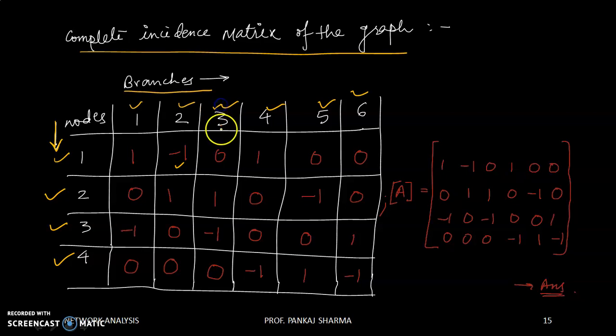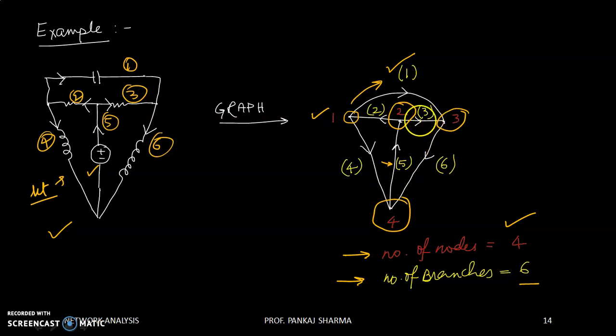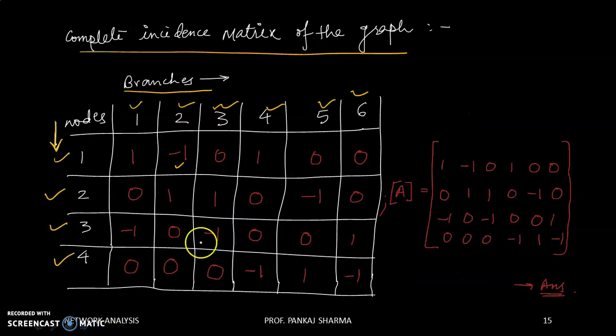Branch 3, current of branch 3. This is your branch 3. Current of branch 3 is not related to node 1, so it is disjoint, no relation at all. So for no relation at all, put 0. So we have seen all three different cases. If you write it yourself, it will be very easy to understand. And in this way we have constructed this complete incidence matrix of the graph.